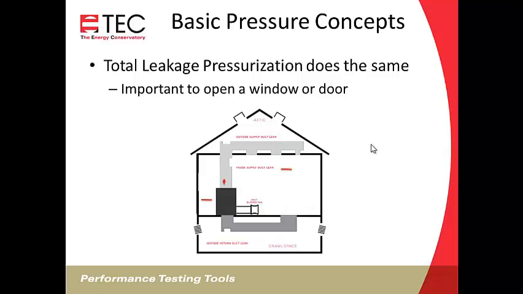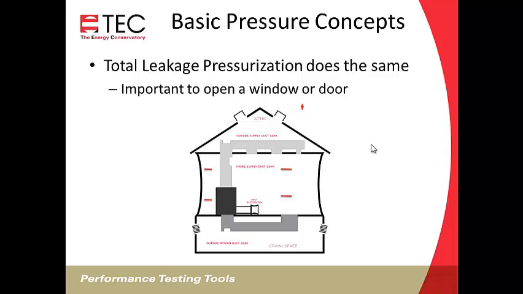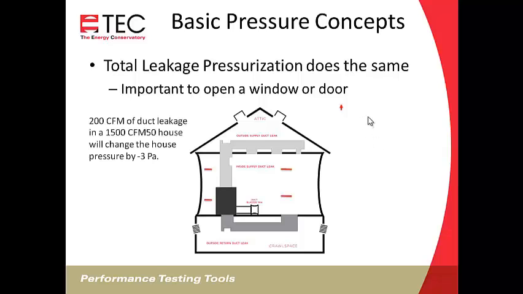When we're doing a total leakage pressurization test, and we're blowing air into the ductwork, so now we've got all the registers sealed, we've got the duct blaster fan attached, and we're blowing air into the ductwork. If we don't open a window, then we're going to do the same thing. We're going to change the pressure in the house. And let's say we've got 200 CFM of duct leakage and a 1500 CFM50 house. That'll change the pressure in the house by about 3 pascals. So now our house is -3 caused by those duct leaks to the outside.